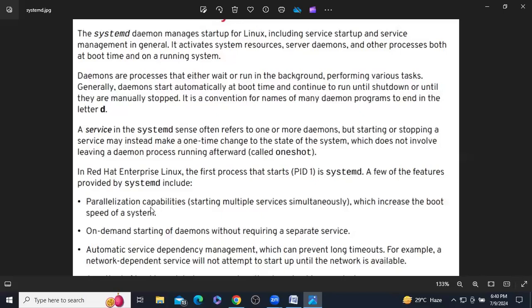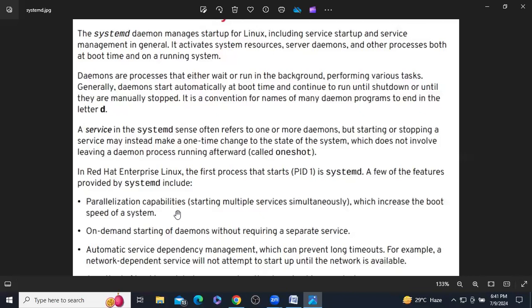That is what he's saying here. Parallelization capabilities means starting multiple services simultaneously, which increases the boot speed of a system. We don't have this feature in initd. So that's why they introduced systemd. I hope you got it, guys.